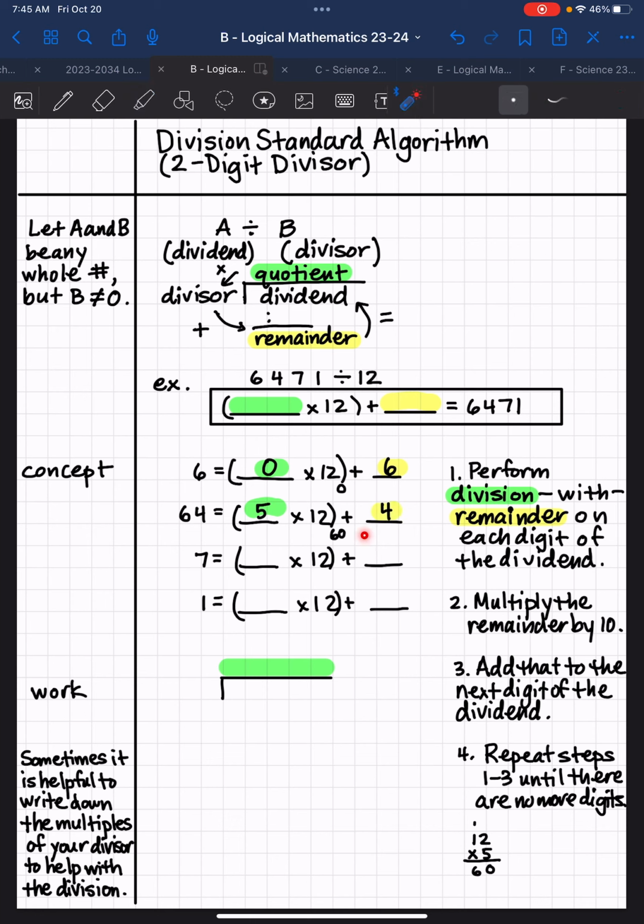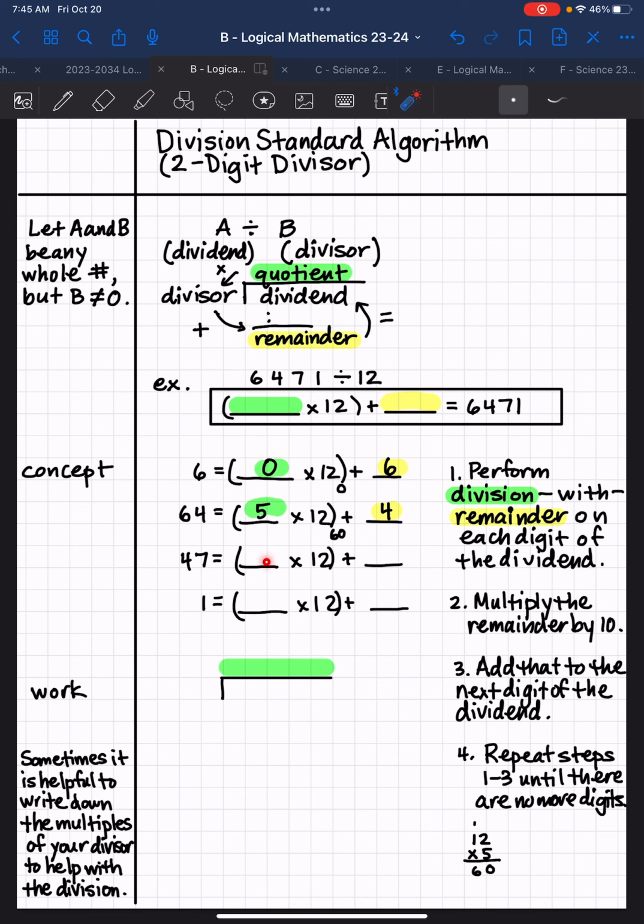Now it's time to multiply the remainder by 10. So I have 4 times 10 is 40. And then 40 is going to be added to the next digit, which is 7. So 40 plus 7 is 47. So I'm going to put the 4 right in front of the 7. Now I have 47. Okay, now it's time for me to start the process all over again.